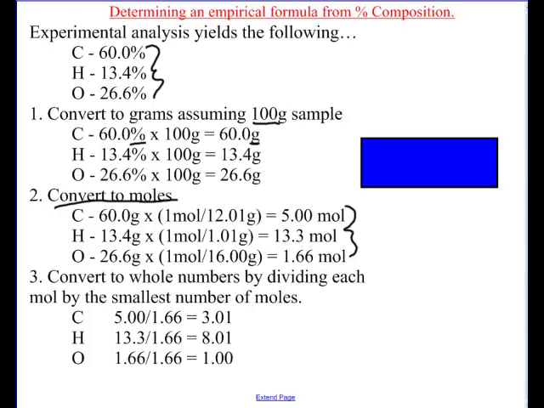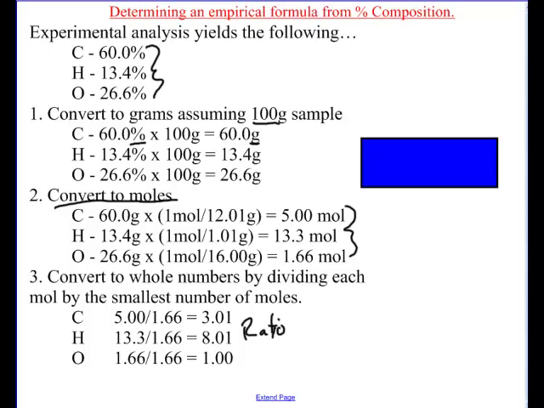So what I do is I try and compare all of the moles with each other. And we do that by dividing by the smallest number of moles. So if you look down here, the smallest number of moles is 1.66 of oxygen. So I divide that by itself, I get 1. 13.3 moles divided by 1.66 equals 8.01 moles. And 5.00 divided by 1.66 gives 3.01. This is now a ratio of moles, a ratio of moles to each other. So how does that work?